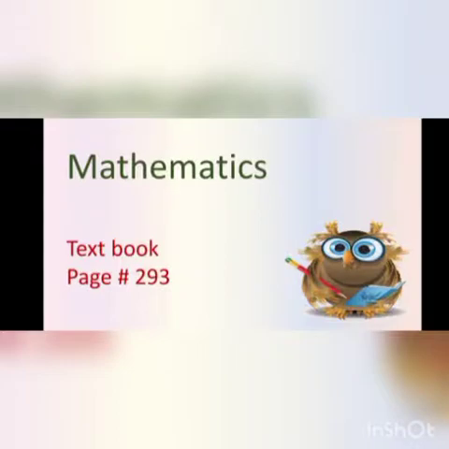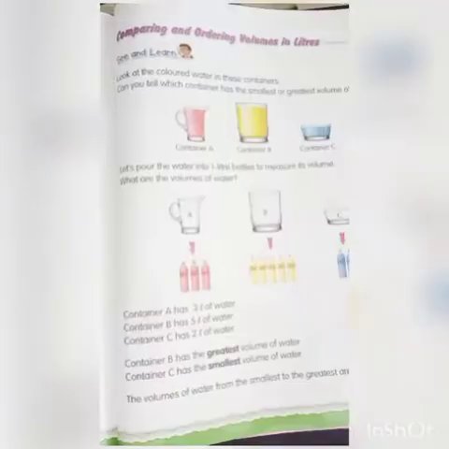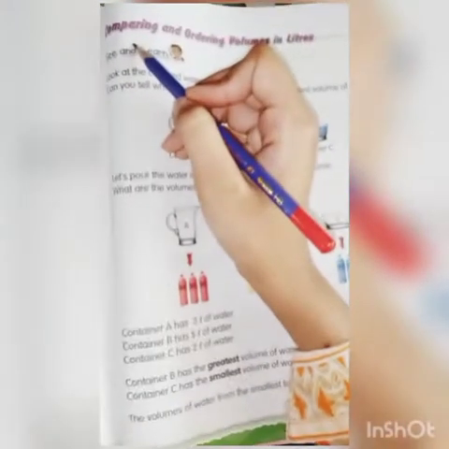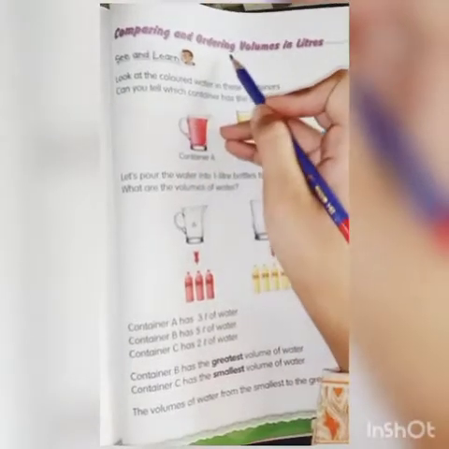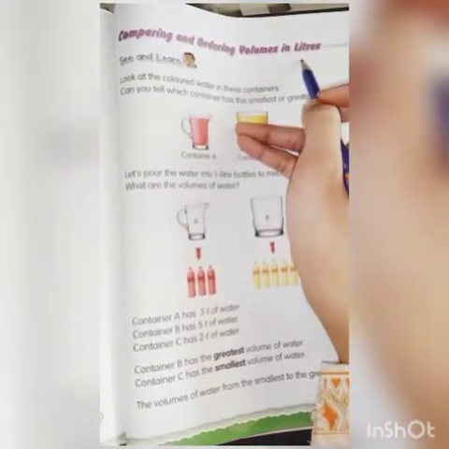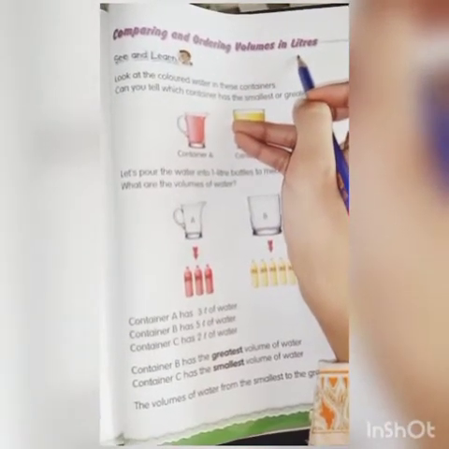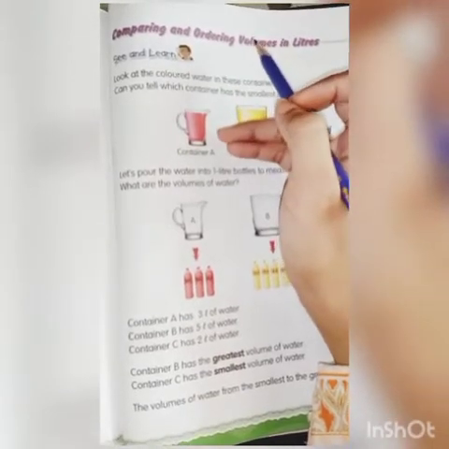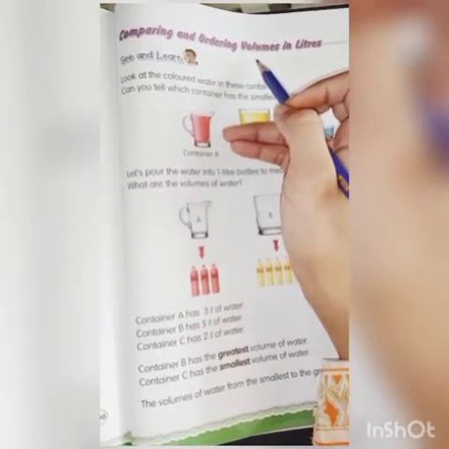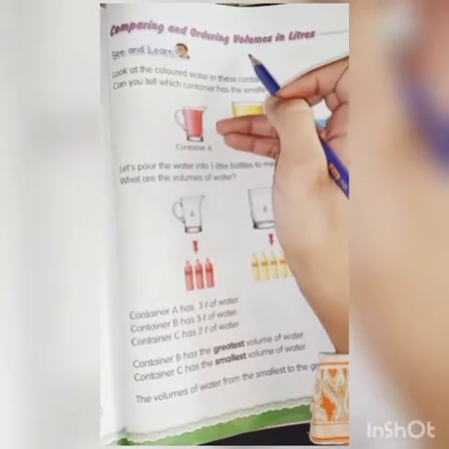This is your mathematics unit, level 2. Open your textbook page number 293. Here we have a topic which is comparing and ordering volumes in liter. In this topic, beta, we have to compare two or more than two capacities and their volume level too.